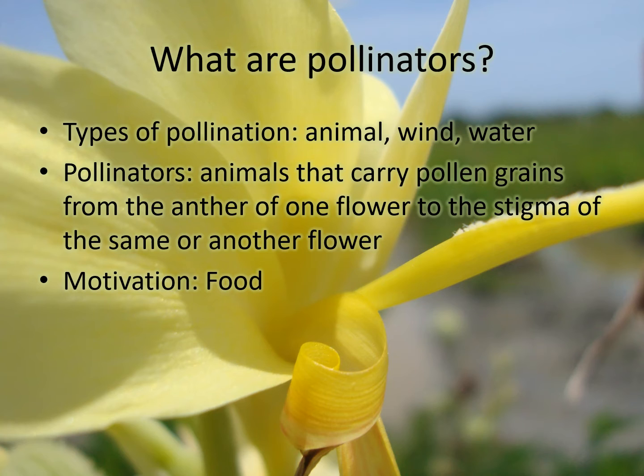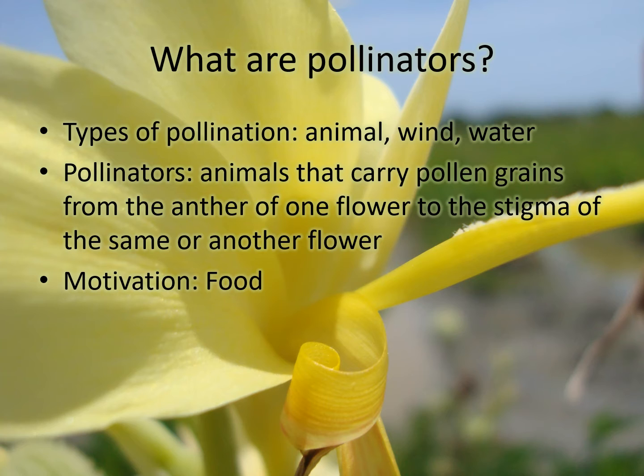So as already mentioned, there are three types of pollination. They can be done by animal, by wind, or by water. And we're going to talk about animal pollination today specifically. The pollinators are animals that carry the pollen grains from the anther, which is the male part, to the stigma, which is the female part. And that process is the pollination process and happens by animals that are called pollinators if animals are involved.